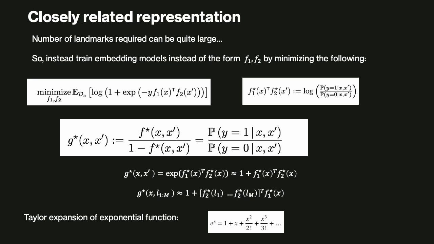And so by using Taylor expansion of the exponential function up to the second order, we expect the approximate minimizer f hat 1 to be as good of a representation over a document as the version G star, which requires landmarks. And so by doing this, the authors were able to work around the requirement of a large size of landmarks by using a different function.